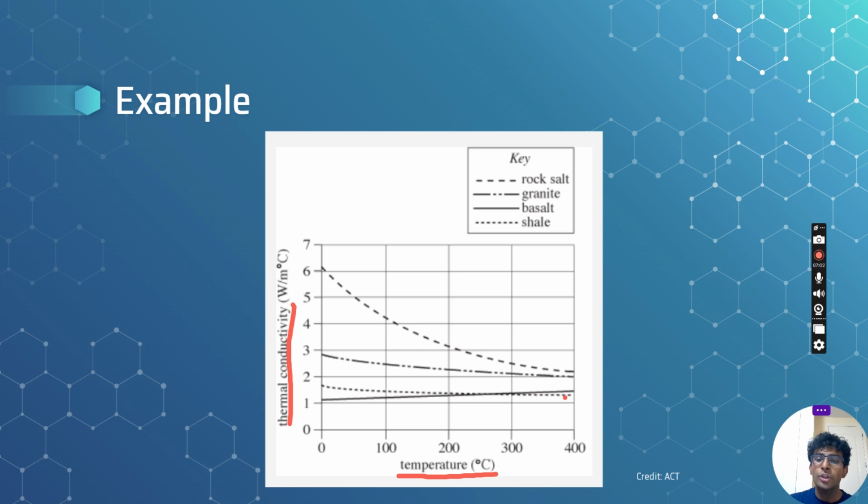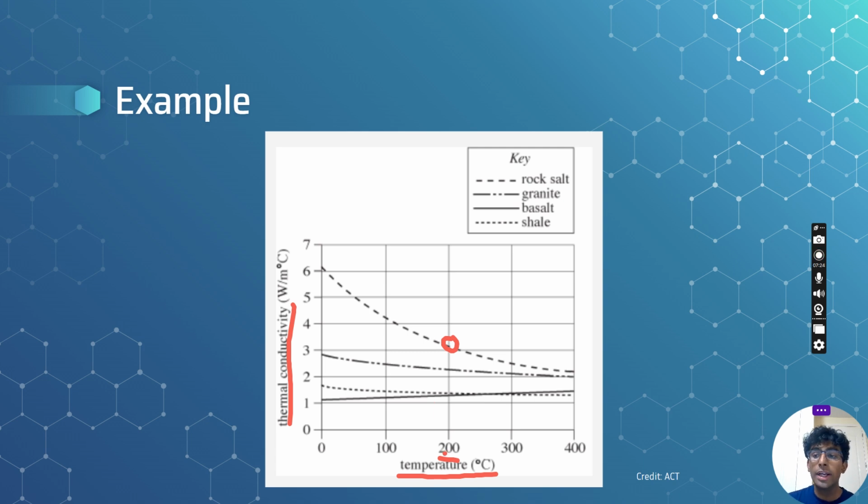So using what I talked about in the last slide, an example question on the ACT could be: at 200 degrees centigrade, which rock has the highest thermal conductivity? We'd go up and we'd see that, okay, right here, this is the highest thermal conductivity. So that would be rock salt, because that's having the highest thermal conductivity at 200 degrees centigrade.